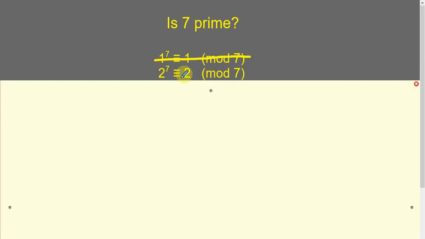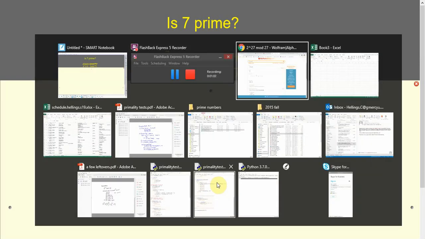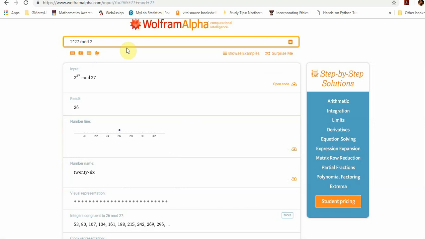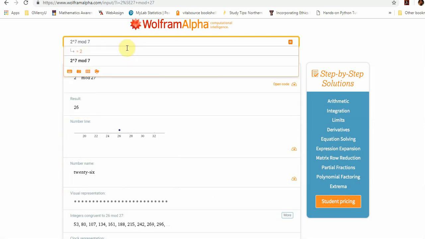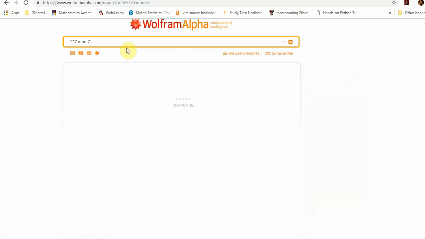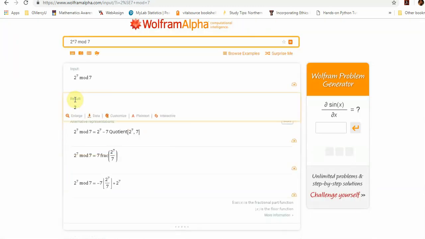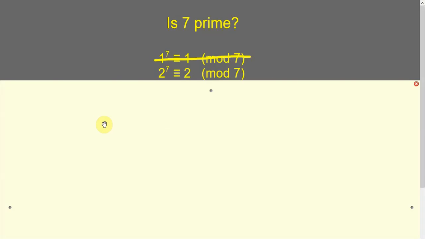Let's do 2 to the 7. Is that congruent to 2 mod 7? So this is the question. Is this true? 2 to the 7 mod 7, is that the same as 2? So what I'm going to do is switch over to Wolfram Alpha and see what 2 to the 7 mod 7 is. And it is 2. Okay, so that's a yes.